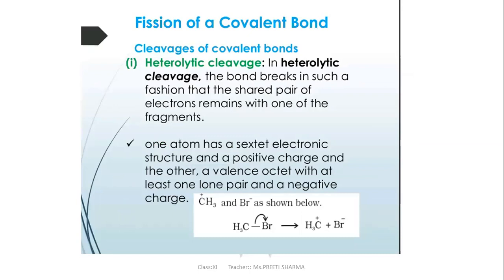If two species are there, suppose A and B, and have equal electronegativity. Electronegativity here means the tendency to attract the shared pair of electrons. It means if two persons are there having the same qualification and same qualities or skills, then equal division occurs.